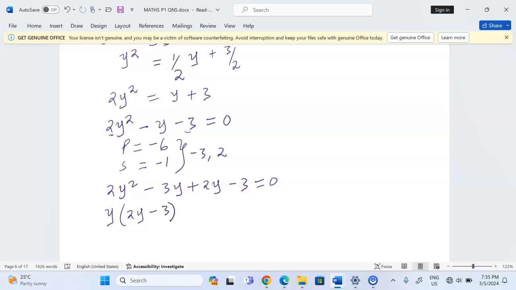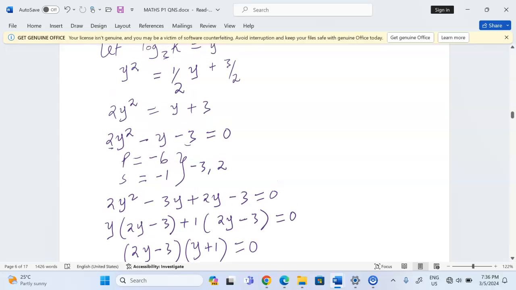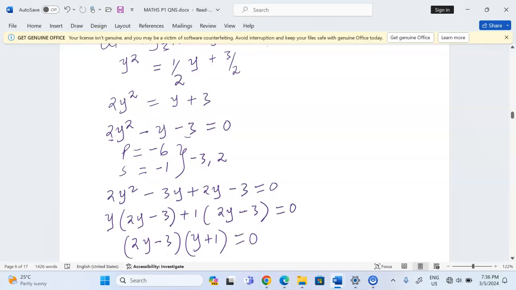Then in the other pair of terms, we're going to have 1 as the only common factor. So that will remain with 2y minus 3 equals to 0. So now we will have the common factor, which is 2y minus 3. Then y plus 1 is the other factor. This is equal to 0. So this means now we can solve for y and say that 2y minus 3 equals to 0.